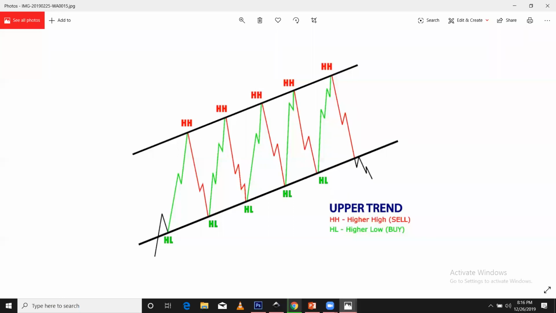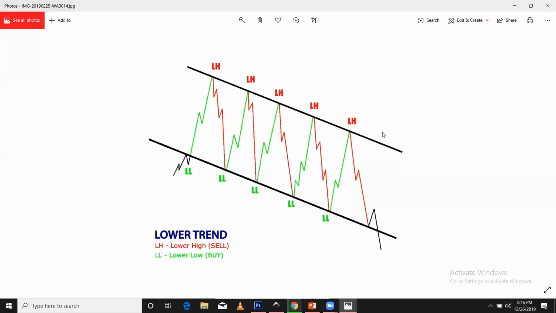And then we have the lower trend, right? Same thing, but this time the market is going down. Here we have lower highs and lower lows. So in this lower trend, the high points, you call it lower highs, and the lows, you call it lower lows, because it's a lower trend.